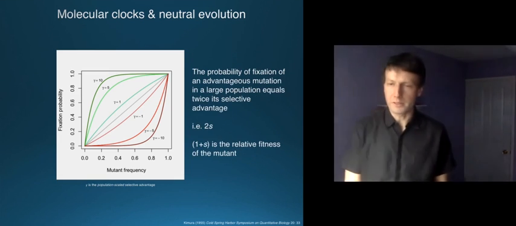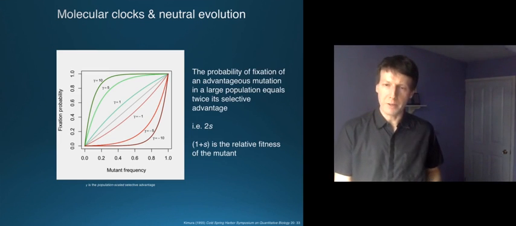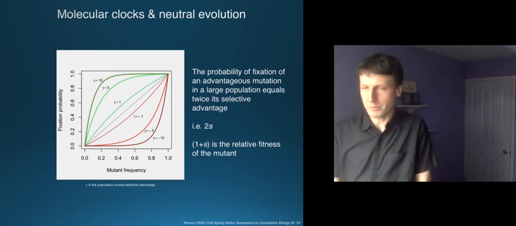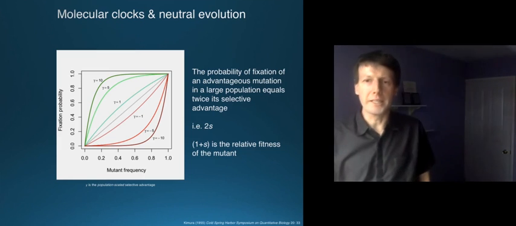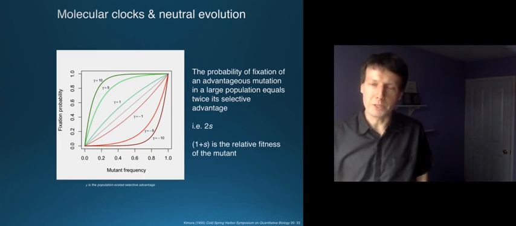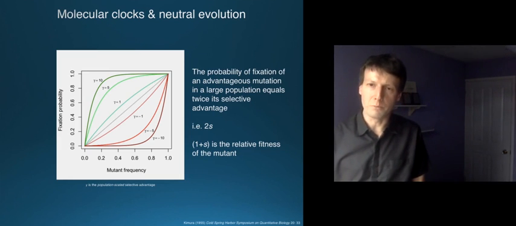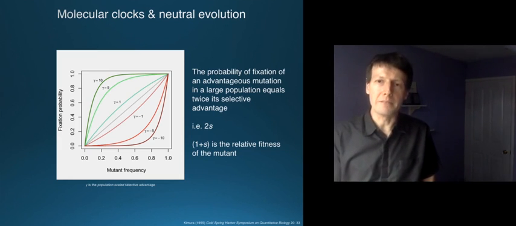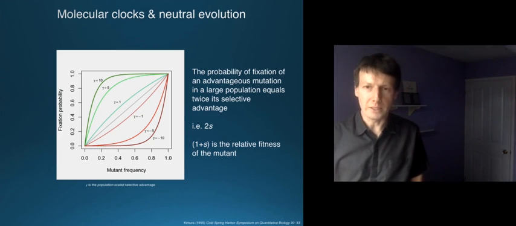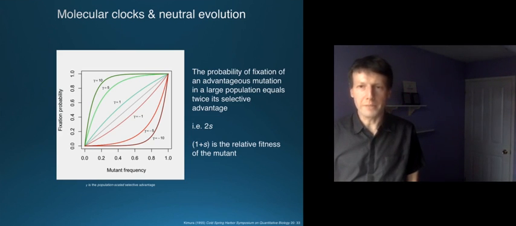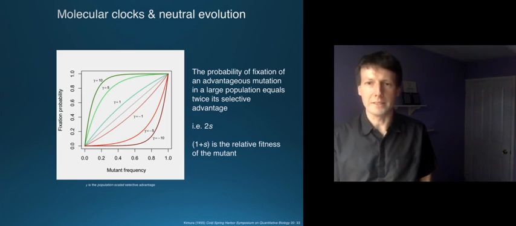There are some useful approximations that one can make and some famous results in population genetics. The first one that I'll show you is for a mutant which confers an advantage which is not too large, so much less than 1. Then the probability of ultimate fixation in a large population is approximately equal to twice its selective advantage.